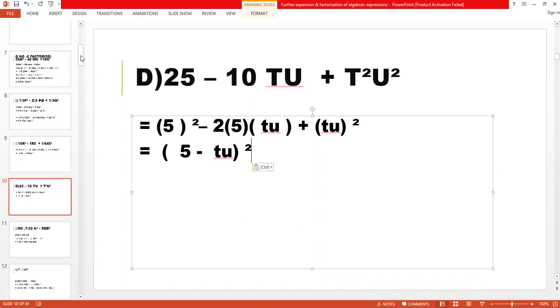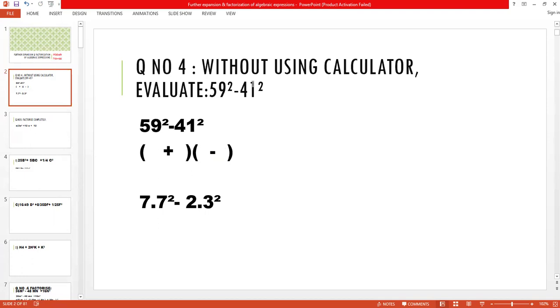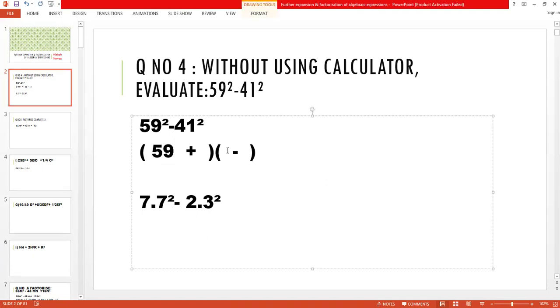Okay, now we move towards question number 4. Without using calculator, you have to solve. Very easy. First time you have to add, and second time you have to subtract. So in the first place, you have to write 59 because the first term is 59. Okay. And one time you have to add this 41, and one time you have to subtract this 41. And without using calculator, we have to solve.